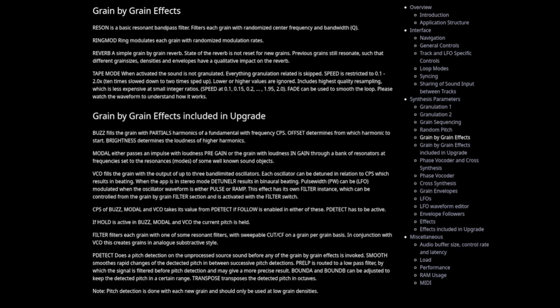Grain by grain effects included in upgrade. Buzz fills the grain with partials, harmonics of a fundamental with frequency CPS. Offset determines from which harmonic to start. Brightness determines the loudness of higher harmonics.